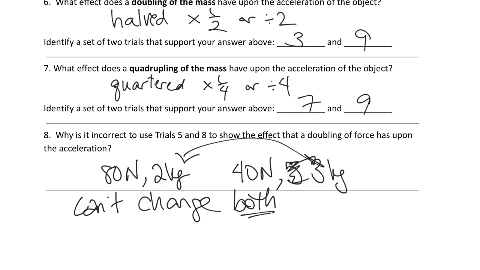Well, if I change the force and the mass at the same time, and then I measure something, I don't know why it changed. Was it because of the force? Was it because of the mass? What happened? So that's why we need to keep everything constant and only change one thing at a time so that we can really understand what we're looking at.